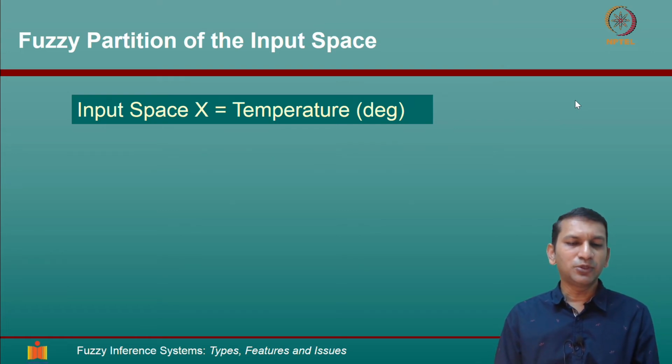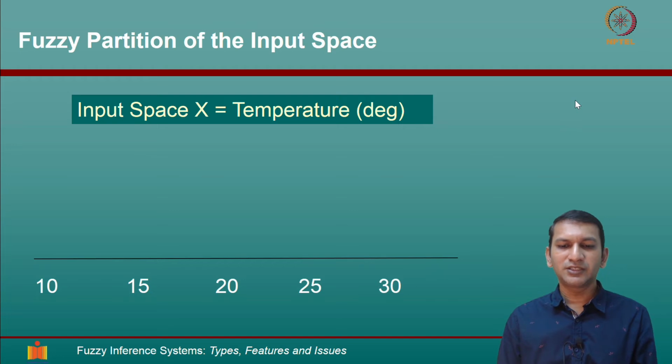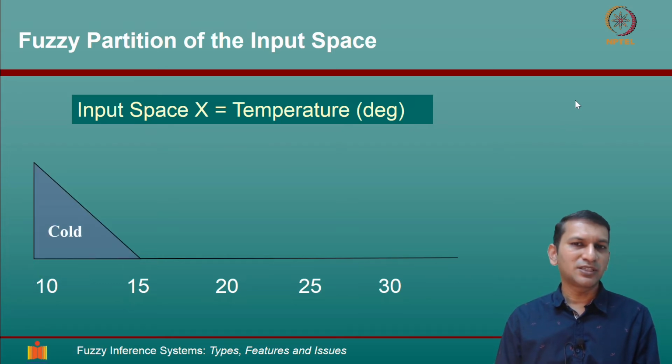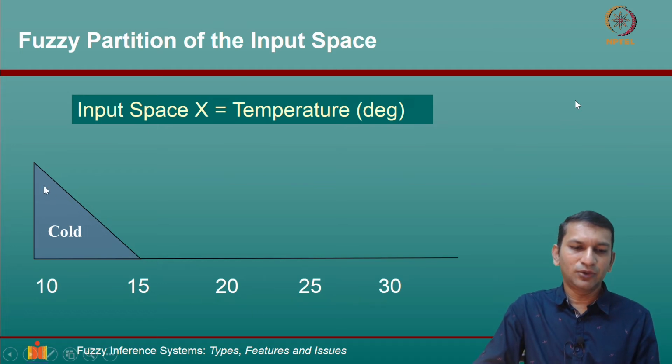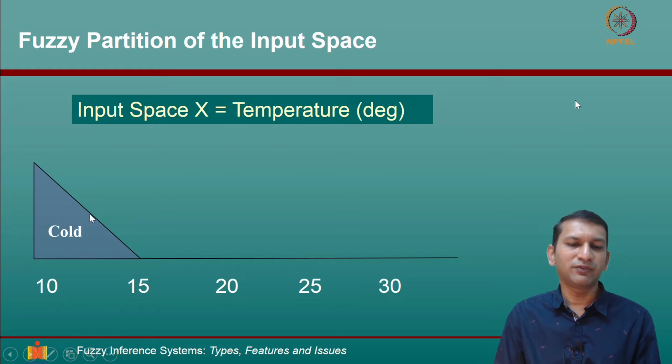So now here the input space is the temperature domain. Let's for the moment assume that it varies from 10 to 30 or a little more. Now on this we need to define how cold looks like, how cool looks like, how medium looks like, and so on and so forth. So perhaps let's assume that for us presently cold is this kind of a triangular fuzzy set. That means at 10 it is definitely cold, but at 13 it is not really that cold, maybe cold only to the extent of 0.5.